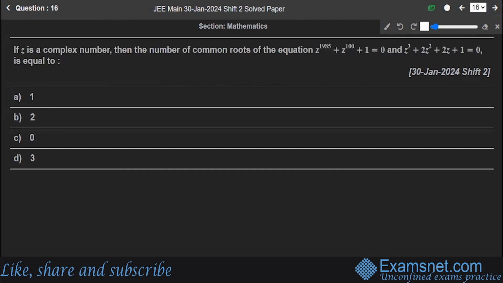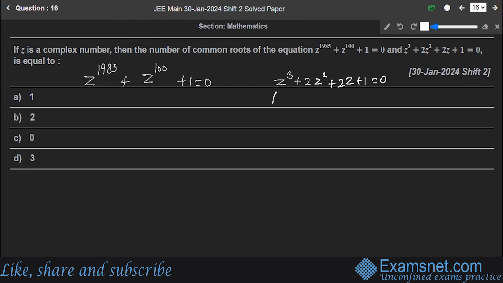Next is question number 16. If z is a complex number, then the number of common roots of this equation and this is equal to what? So you have two equations. The first one is z bar^1985 + z bar^100 + 1 is equal to 0, and the second is z cubed + 2z squared + 2z + 1 is equal to 0.